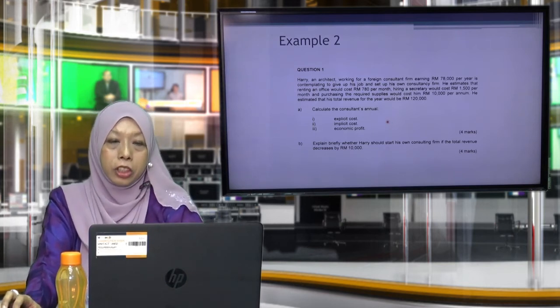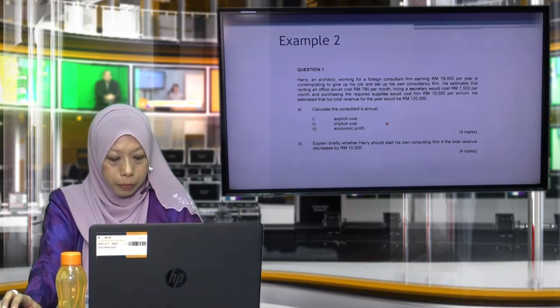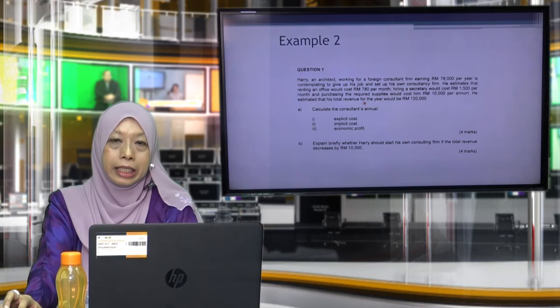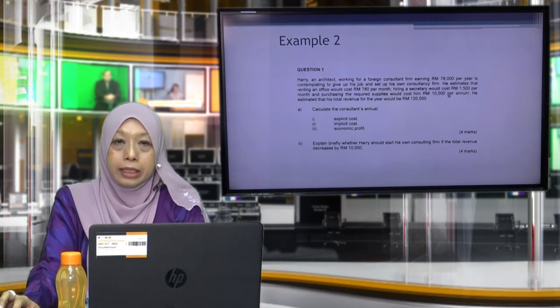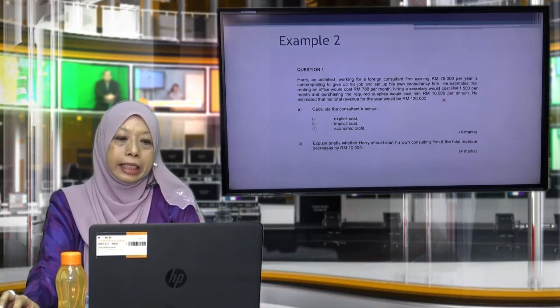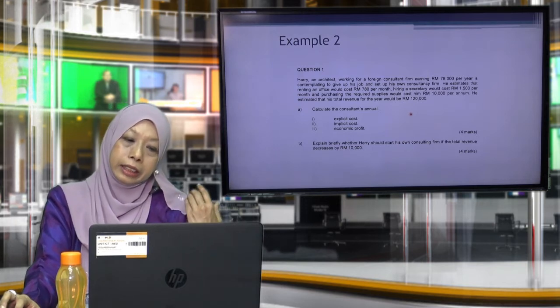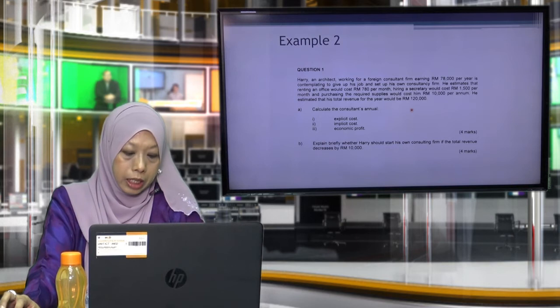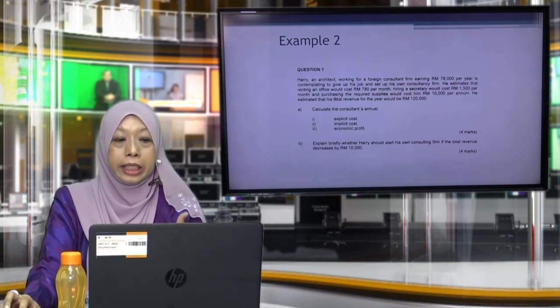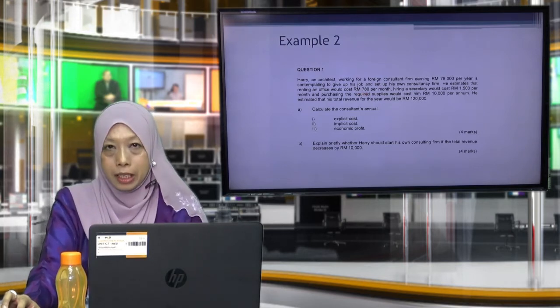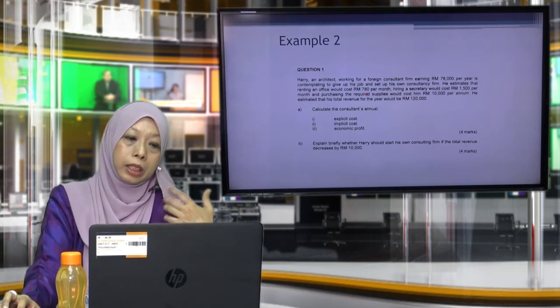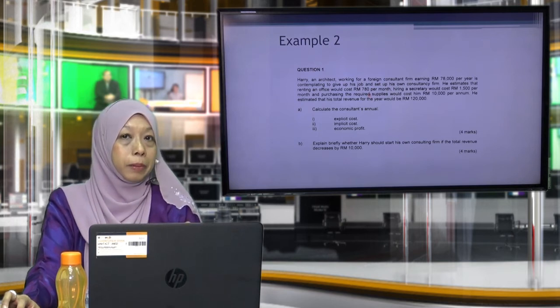Now first of all, let us identify what would be the explicit cost that Harry needs to incur. If you look at the question again, you're going to see that the items that Harry needs to pay would include rent. So he needs to rent an office, so rental payment would be considered as part of his explicit cost, and the cost is 780 per month. Because you want to calculate on an annual term, you have to multiply by 12.